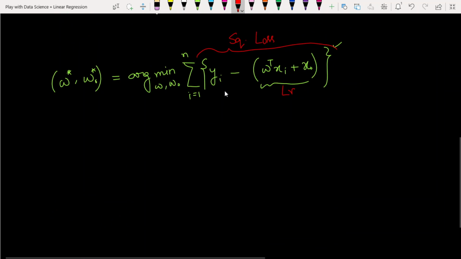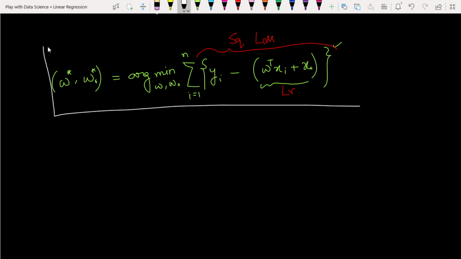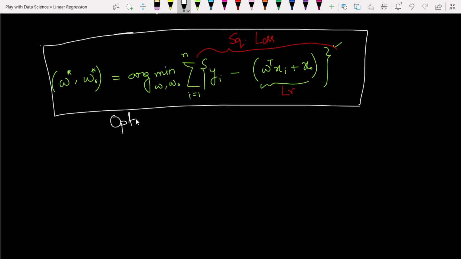Okay, I think till now it is clear, and these equations are actually our mathematical optimization problem. So this is our optimization problem.